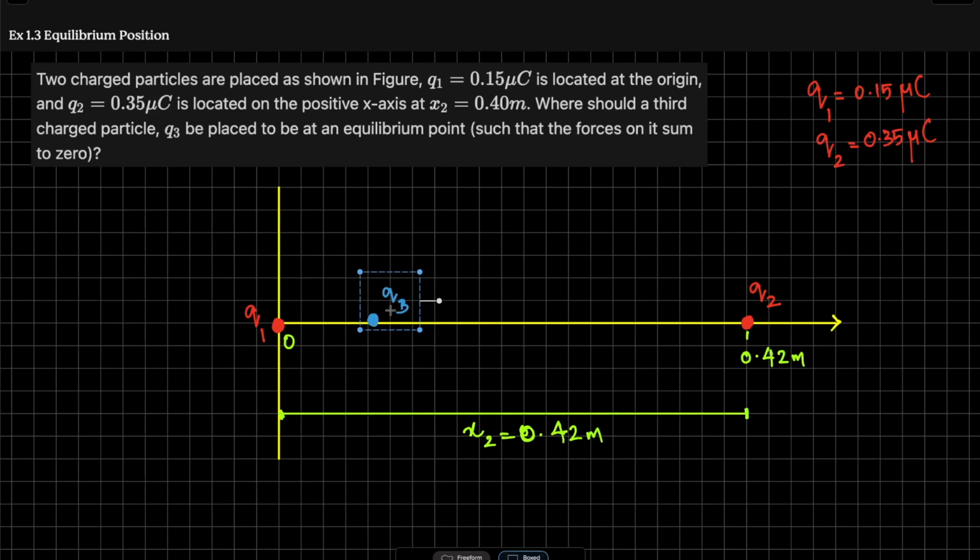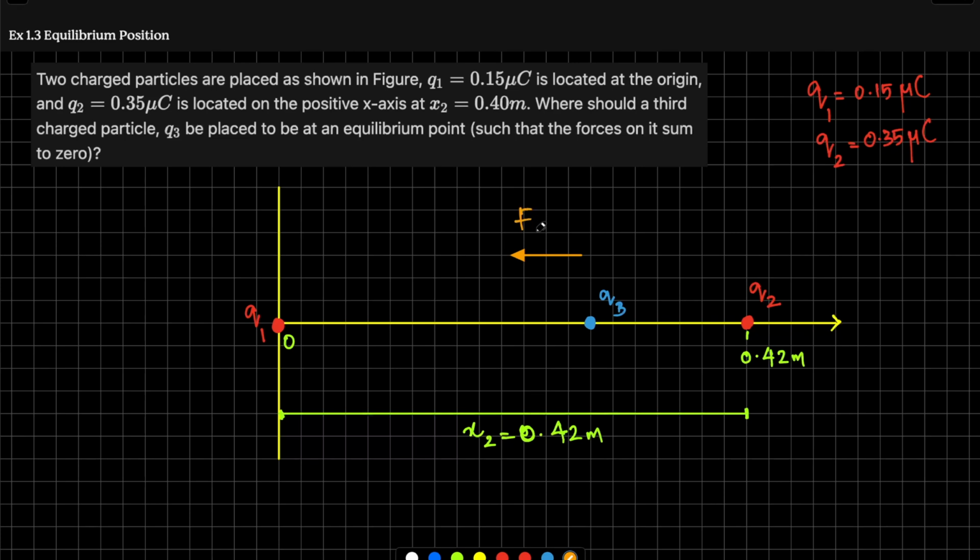I'm going to place Q3 here, somewhere here. We don't know where to place it. We are going to find this position. Let's say at this point, let's see if it works. Q1 being positively charged will try to pull Q3 towards its side.